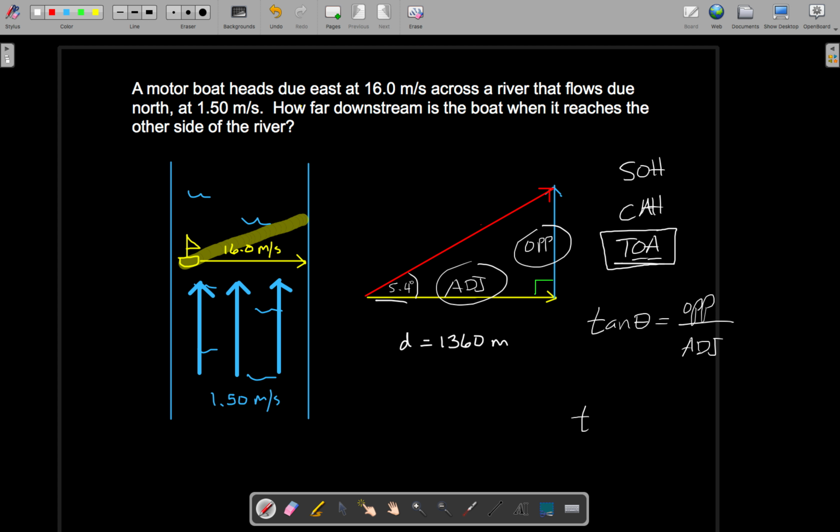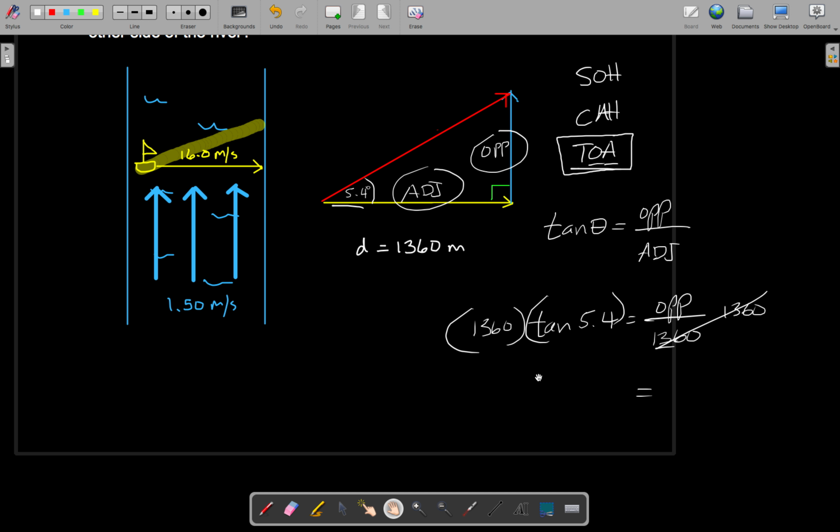Next thing we're going to do is plug in our values. So tangent of theta, tangent of 5.4 degrees, equals opposite, that's our unknown, over adjacent, that one we do know, it's 1,360. Now we can rearrange the equation and solve for it. All we're doing is multiplying 1,360 on both sides, just like that. That cancels out, and now we're going to solve for our opposite. 1,360 times the tangent of 5.4 gives us an answer of 128.5.